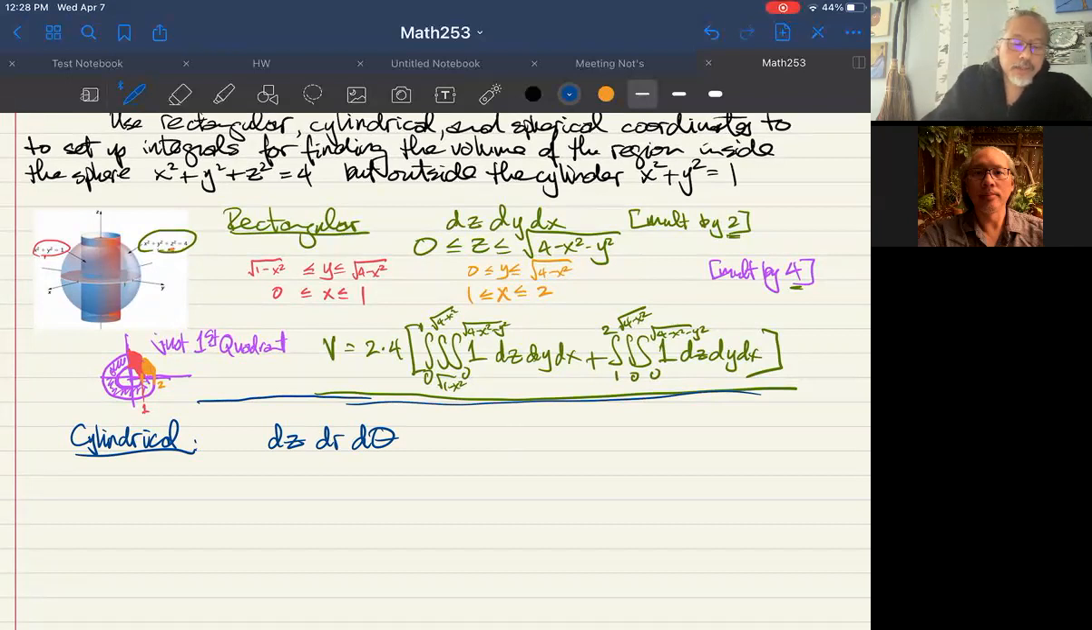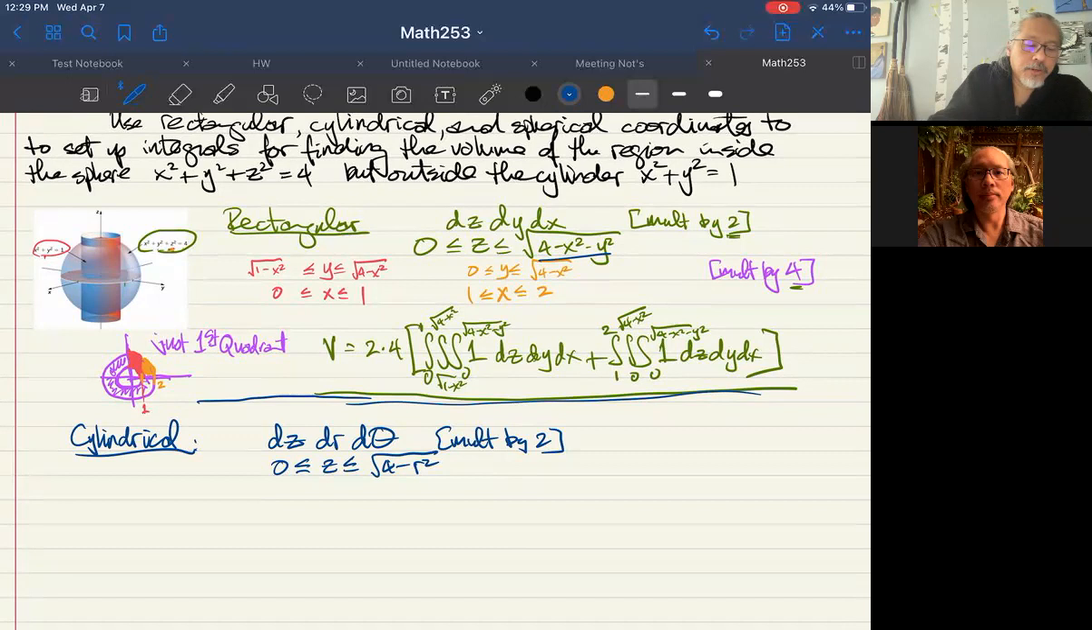All right, for this, we're going to set up our z the same way. We're also going to consider multiplying by 2, so that will give us the top and the bottom half. We'll just worry about the top half. And then we will set up our limits for z. So z goes from 0 to basically the sphere that we had in rectangular coordinates, except we lose the x and the y and replace that with x squared plus y squared equals r squared. So we have the square root of 4 minus r squared for that.